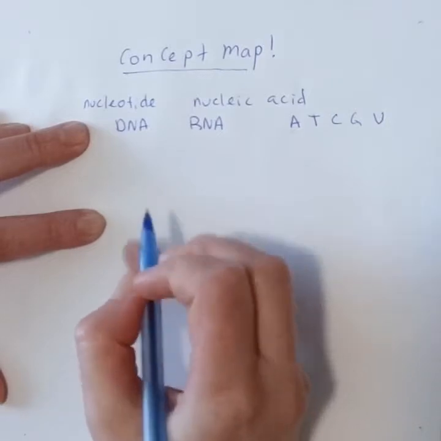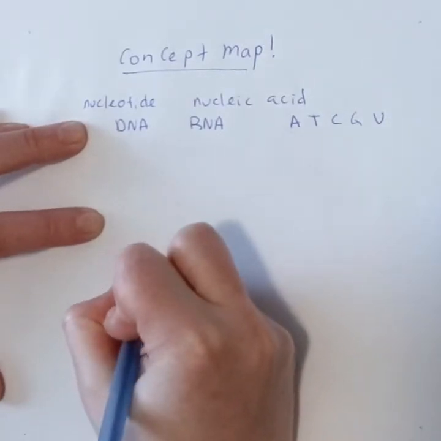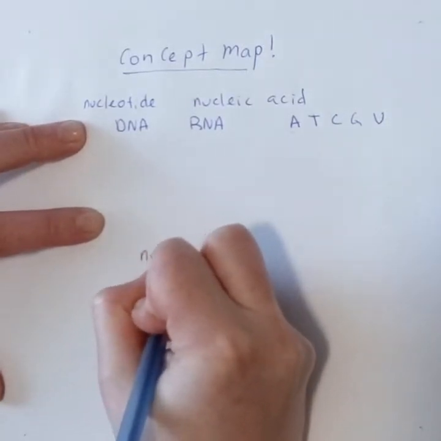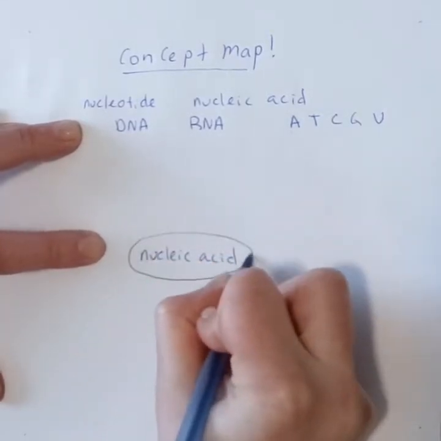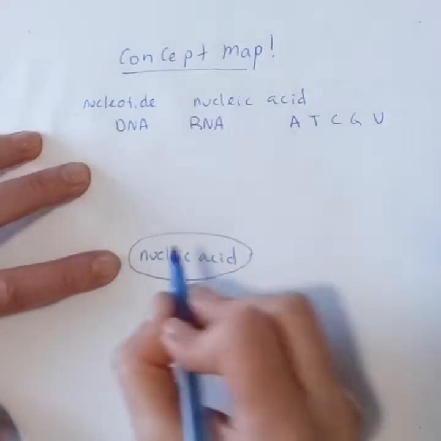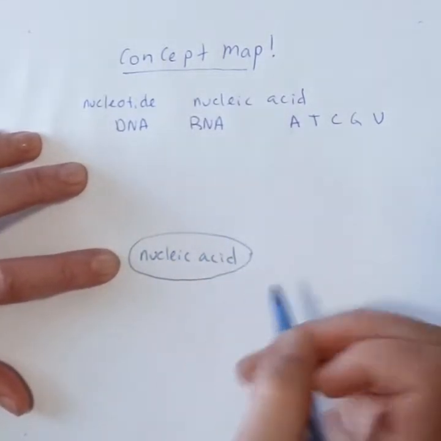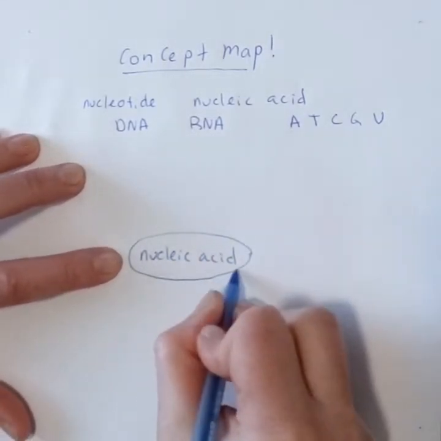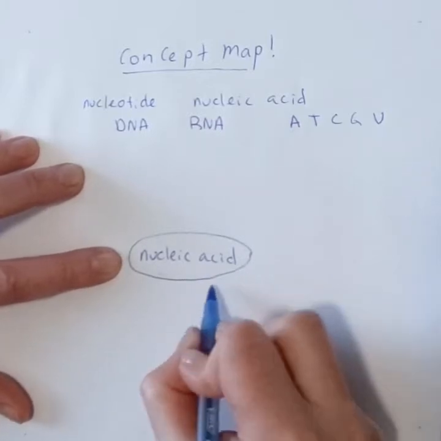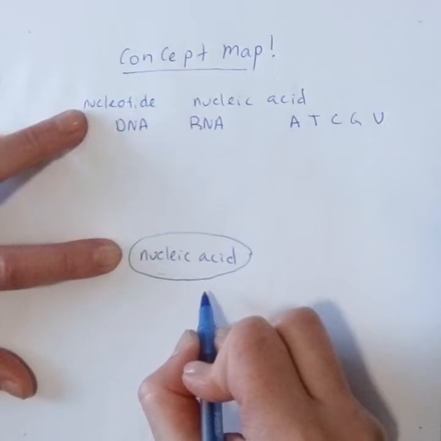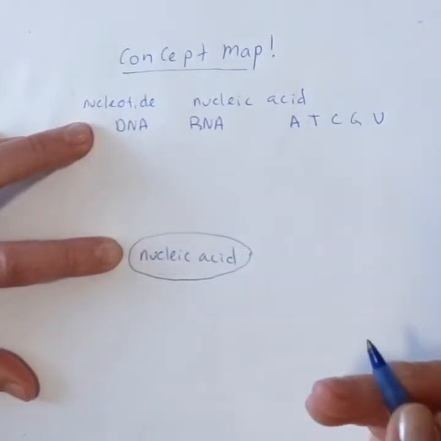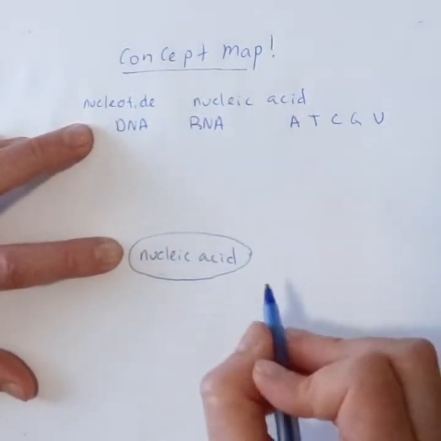So I'm going to start with nucleic acid in the center. And I'm going to put a big old circle around it. You could use a square or a triangle, whatever. There's no wrong way to do this really. And I'm using nucleic acid as the center or the starting point of my concept map because it's the biggest idea of these words. But if I didn't know that, I could just choose one at random.